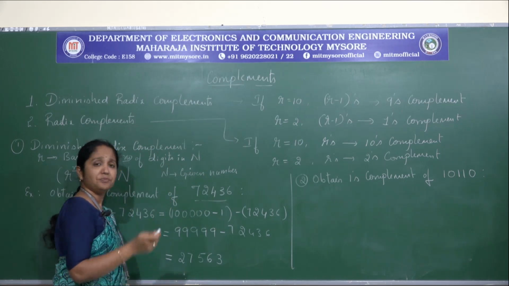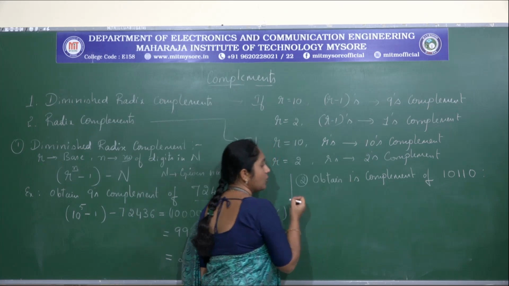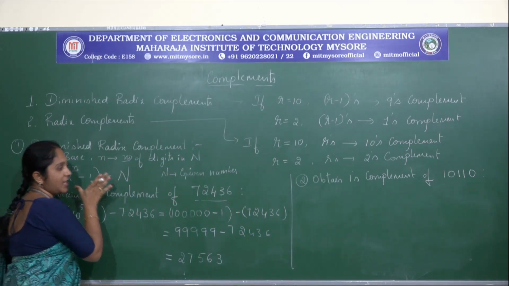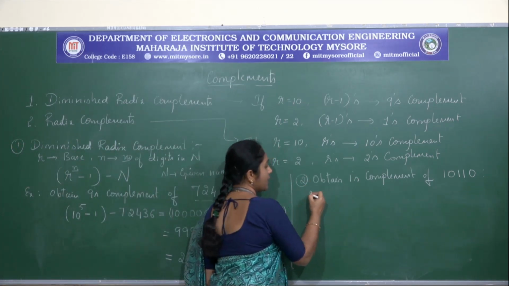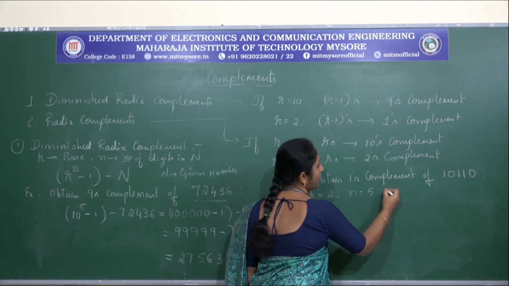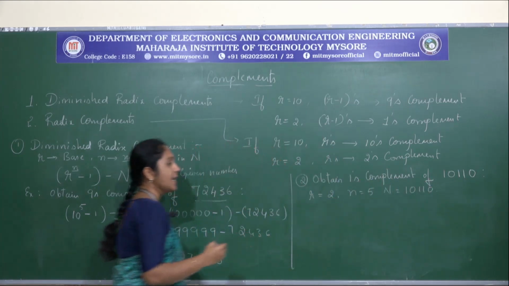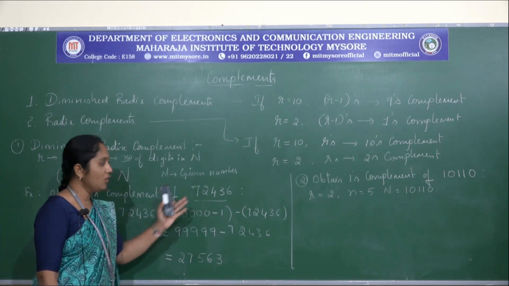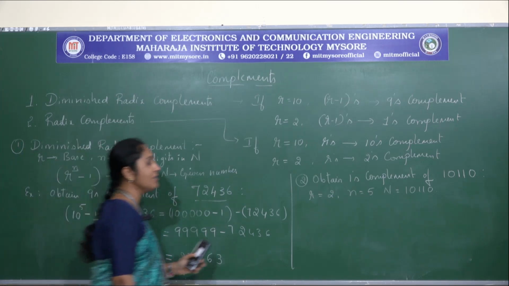Now in 1's complement, what are we supposed to do? We are supposed to use the same equation here. So how many digits are there? The base is 2, r is 2, small n is 5 and capital N is 10110, okay. Now let us use the formula, later I will tell you a very simple method. Let us obtain the 1's complement of the given string.